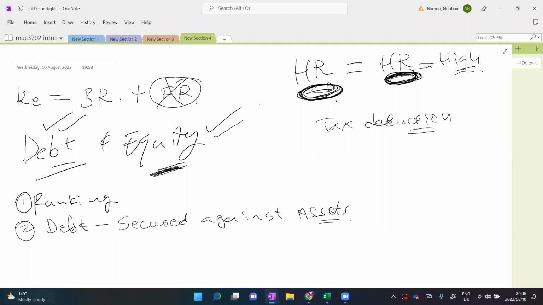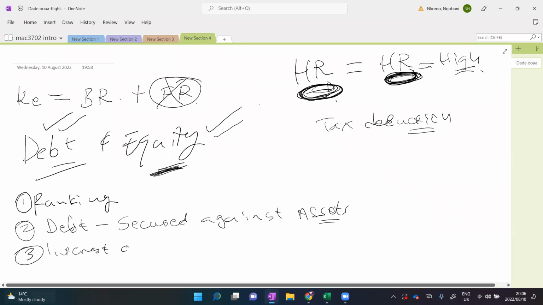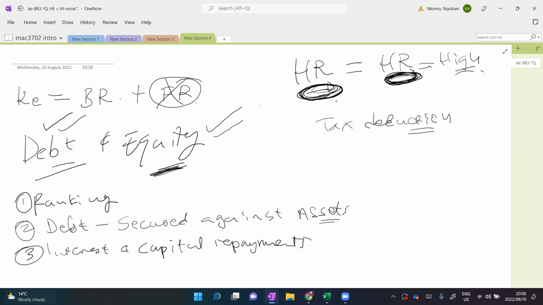Are we together? Then another thing that we can look at is the issue of the interest and the capital repayments are paid regardless of the financial performance. Whether the entity makes a profit or a loss, the entity has an obligation to pay the interest and capital to the capital providers, that is the debt providers. But the ordinary shareholders, if the entity doesn't make a profit, they are not going to pay any dividends. So you see that debt has an advantage than equity when we look at the issue of risk. Is that clear?